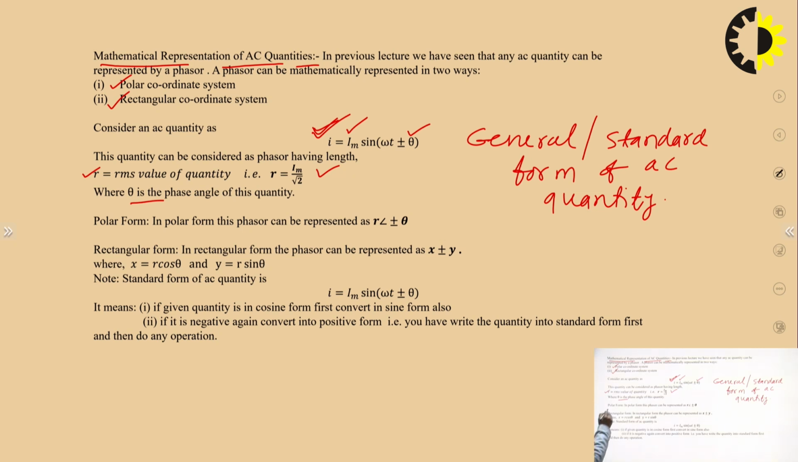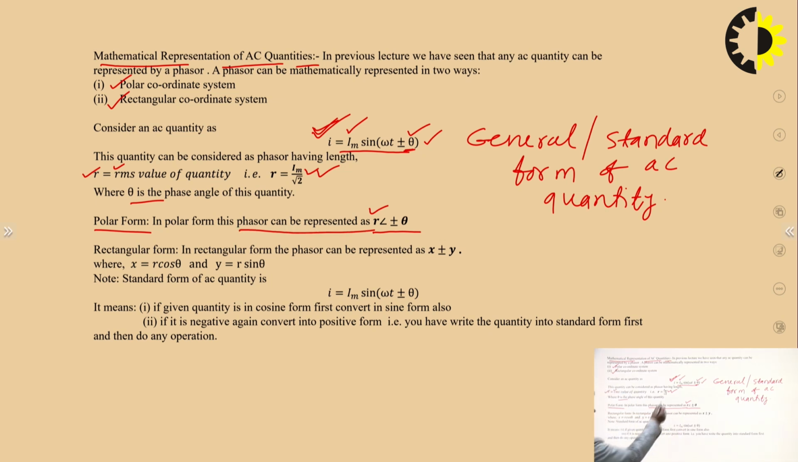Now in polar form, the same AC quantity can be represented as R angle plus minus theta. What is the meaning of this? The same quantity is written here. By looking at this equation, we can find the RMS value of this AC quantity, that is Im by √2, hence we can find this R. And by looking at theta, if it is plus, then R angle plus theta. If it is minus, then R angle minus theta. So the general polar form is like this.